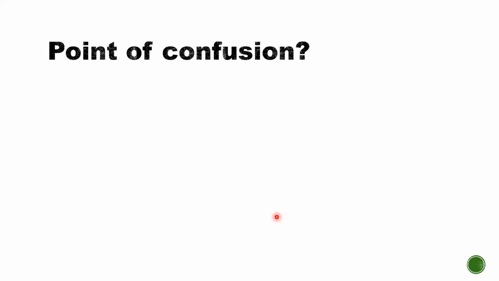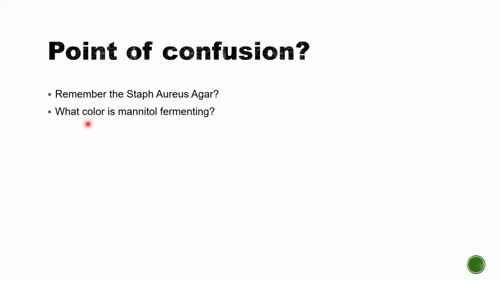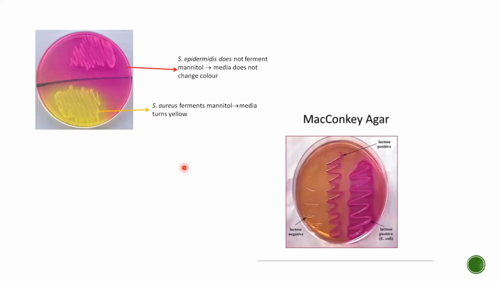Now, a common point of confusion if you're cramming and everything feels jumbled up: remember the Staph aureus agar? What was it called? Yes, the mannitol salt agar. What color did it appear if it was positive for mannitol fermenting? Yellow, exactly. So please don't confuse this. What's the color of positive for lactose fermenting? It's pink, exactly. So this is different.